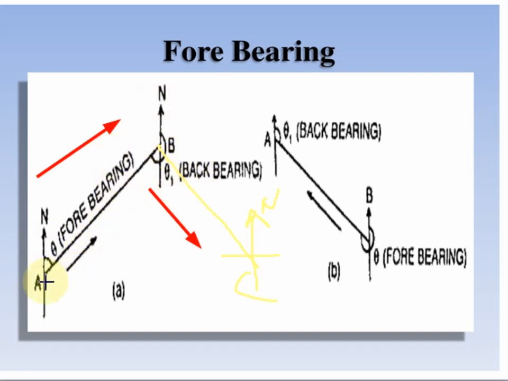The back bearing of the same line AB, you have to measure from the B station, from the B station towards that same line. So this is the back bearing, and the back bearing is theta 1.